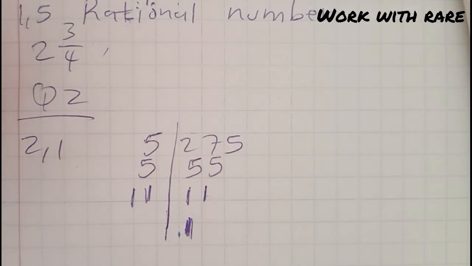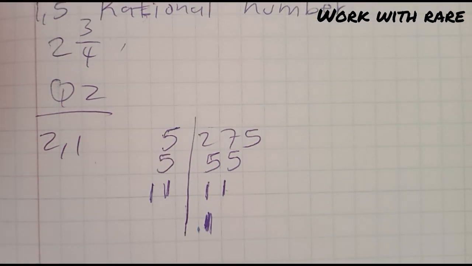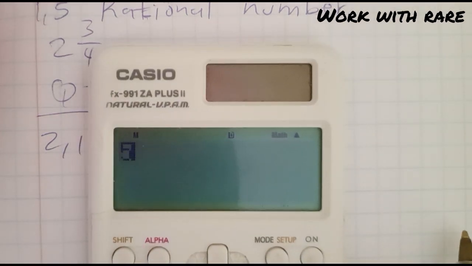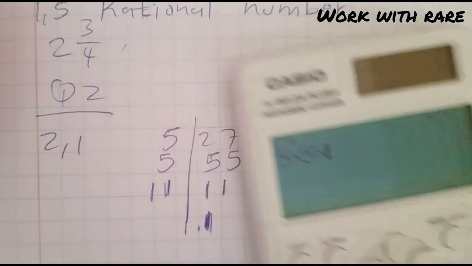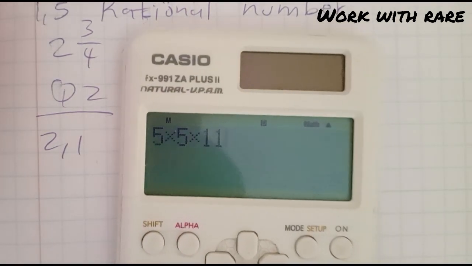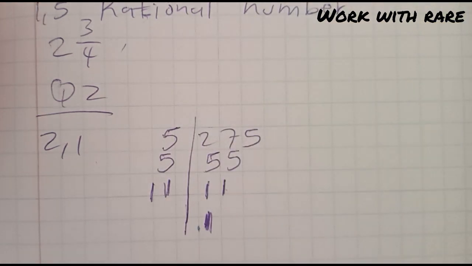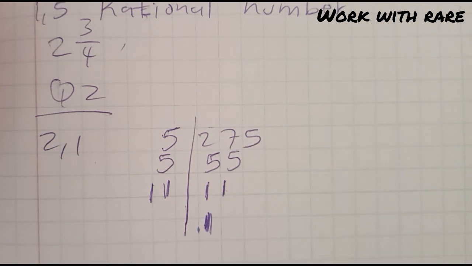Okay, so after you get your answers, you should test it. I'll look at what's on the left hand side. I'll take my calculator and say 5 multiplied by 5 multiplied by 11. It gives me 275, this number. So my prime factors are correct. But then I should check the second one, which is 350.